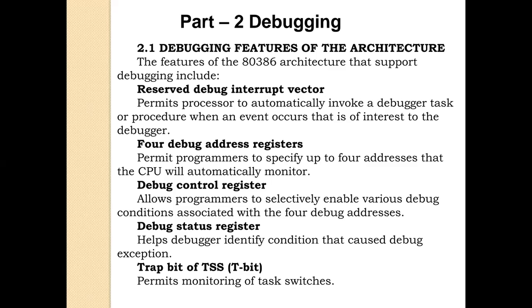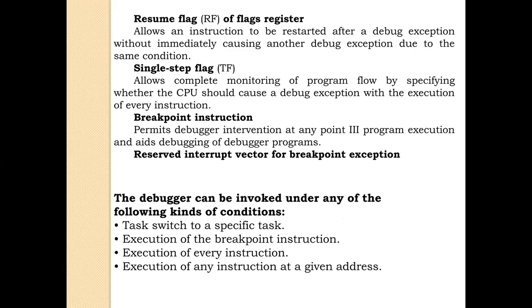The debug status register helps the debugger identify conditions that cause the debug exception. The trap bit of the TSS, the T bit, permits monitoring of task switches. The resume flag of the flag register allows an instruction to be restarted after a debug exception without immediately causing another debug exception due to the same condition.